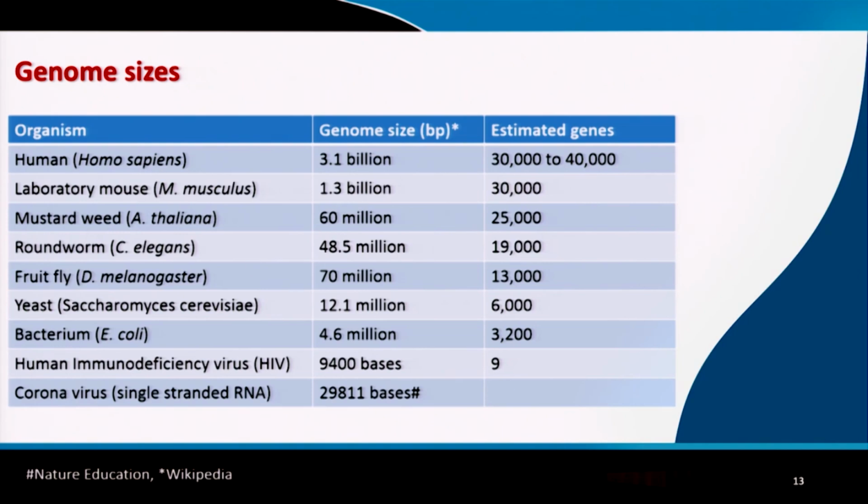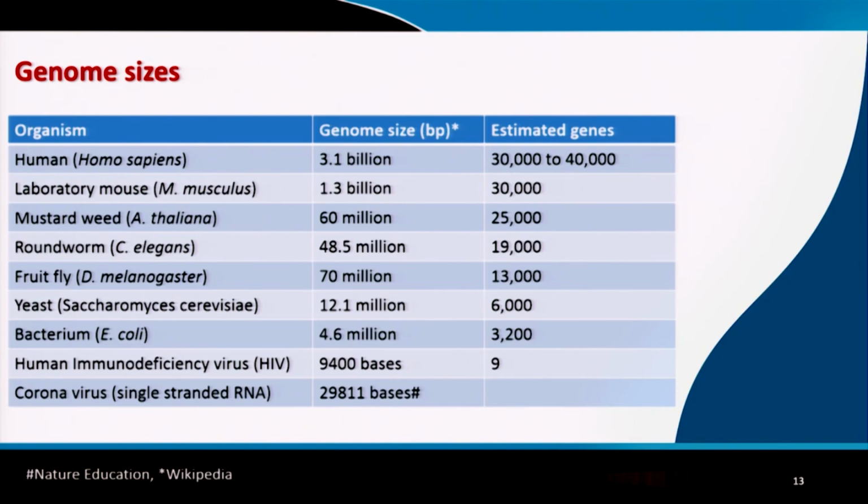The fruit fly has about 70 million base pairs. Yeast, which is a microorganism, has 12.1 million base pairs and 6,000 genes. E. coli, which is a bacteria, has 4.6 million base pairs and 3,200 genes.